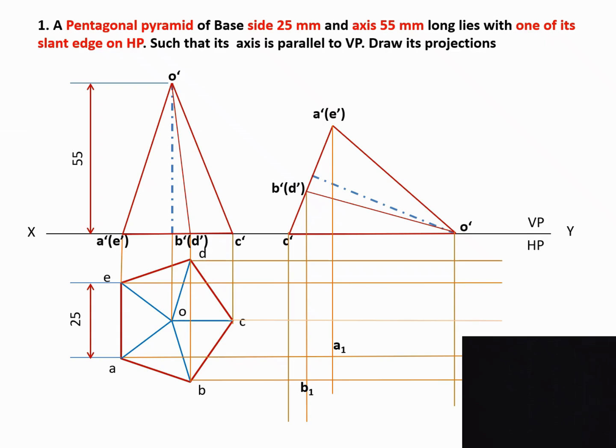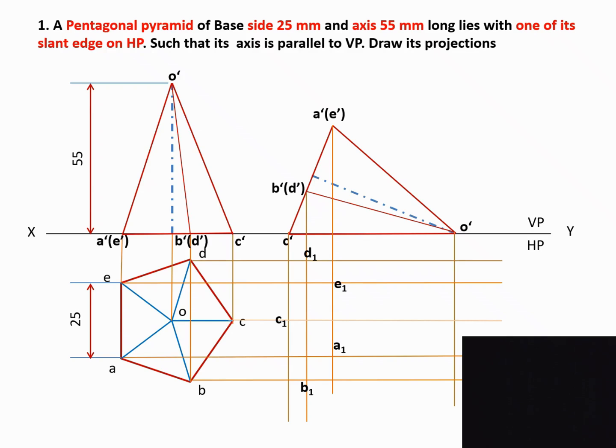Next B. Same. This is the B line. Here this is the B line. We will mark B. Similarly C line. Here C line. So next D line. So this is our D line. We have to mark D here. So next E. So this is the E line. Here the projection of the line is here. So we have to mark E here.